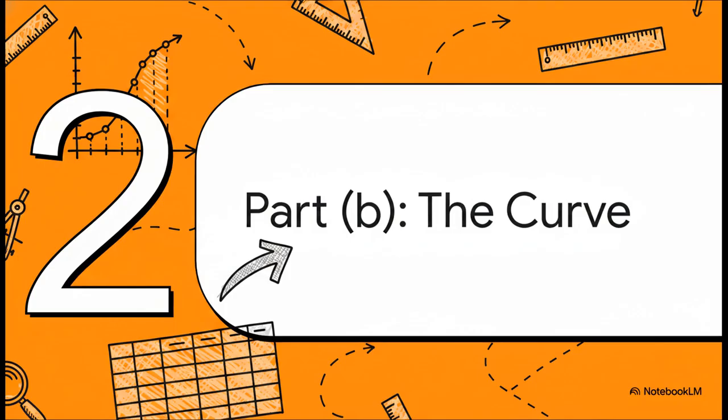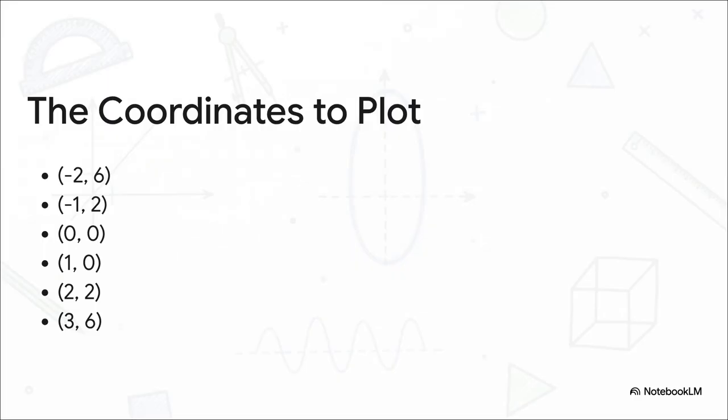This is where we take those numbers from our table and turn them into a picture, the graph itself. And for this part, accuracy is absolutely key. So that table we just filled out, it's basically just a list of coordinates. We've got -2, 6, -1, 2, 0, 0, and so on. These are the 6 points we now need to plot on the grid.